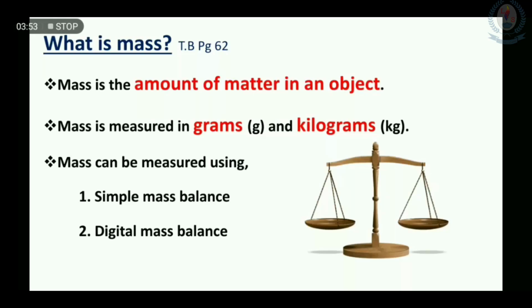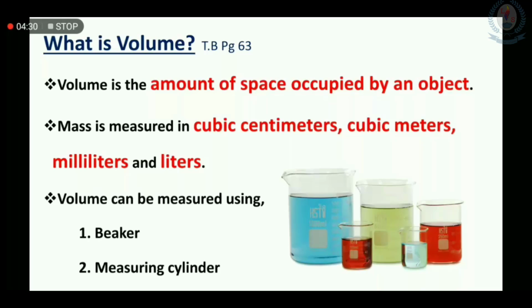Different types of balances can be used to measure mass. Example, simple mass balance, digital mass balance, so on. When it comes to the simple mass balance, remember children, the mass of the object is compared with a standard mass. You have seen these in shops. But when it comes to a digital mass balance, the mass of the object is displayed on a digital screen. We say electronic balance also sometimes. I think you are more familiar with that term.